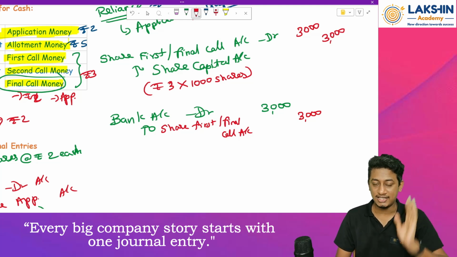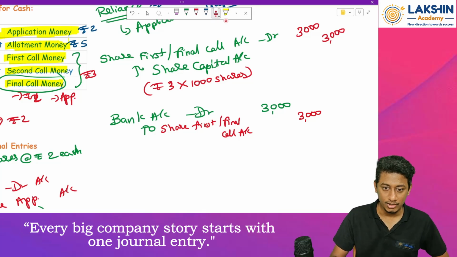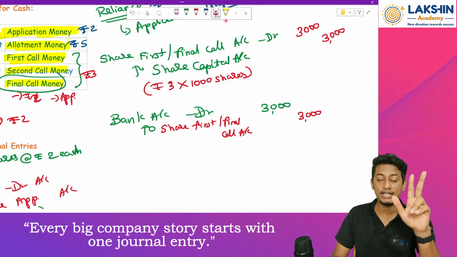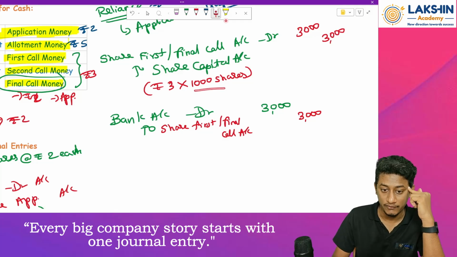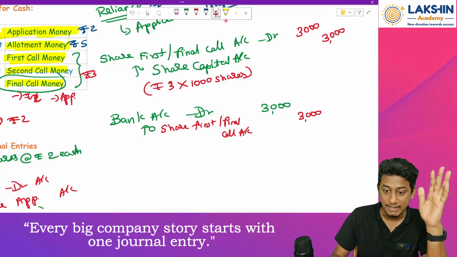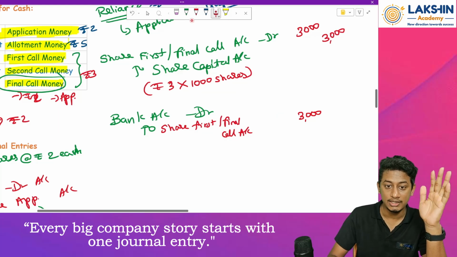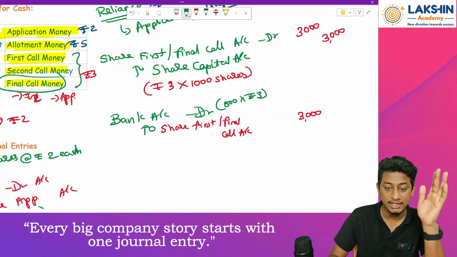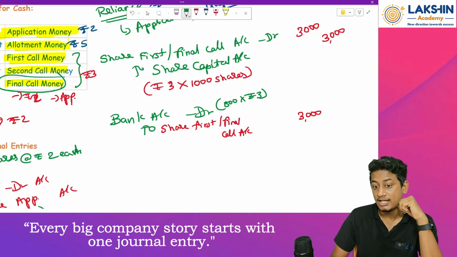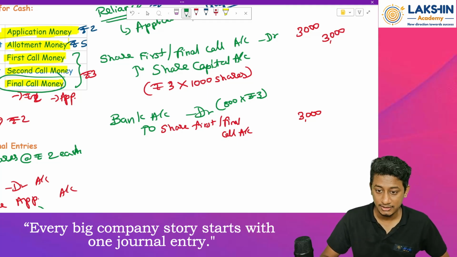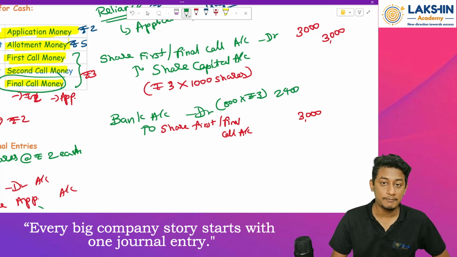Let us say, for example, for 1000 shares, only for 800 shares I am paying the money. Out of 1000 shares I am paying money only for 800 shares. That means how much money will I receive? That will be 800 shares into rupees 3. That will be how much? Rupees 800 into 3. That is rupees 2400.